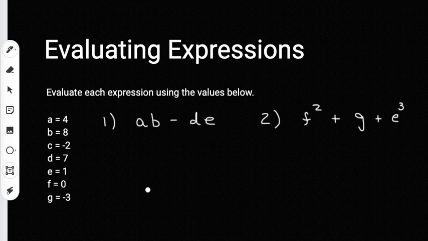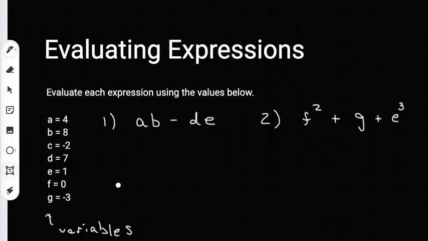Welcome back. Today we're going to be doing evaluating expressions, and the directions say to evaluate each expression using the values below. So what you'll see over here is a whole bunch of numbers. Every single letter is going to stand for a number, and these letters are called variables.